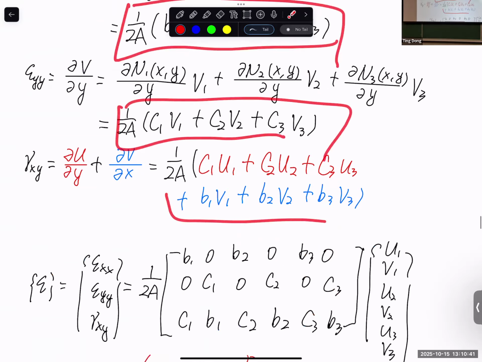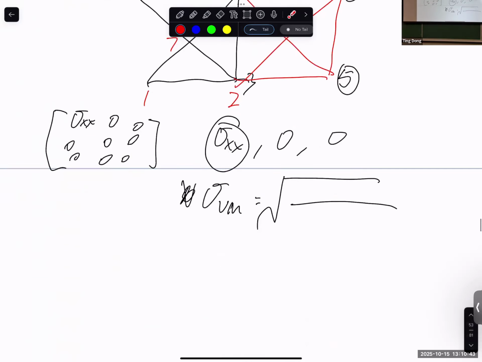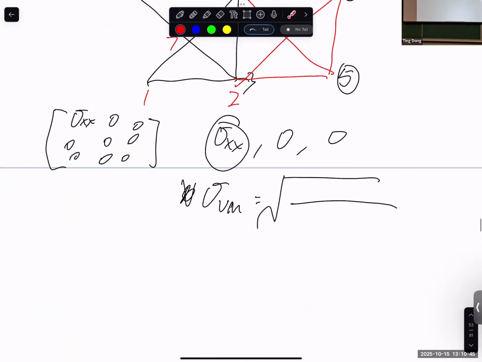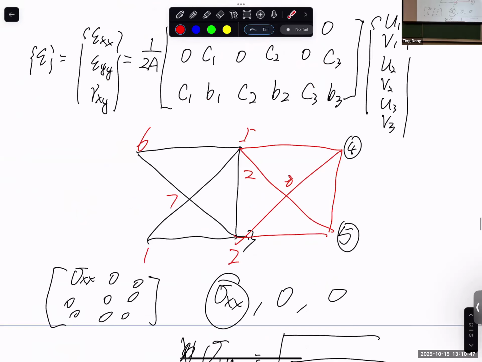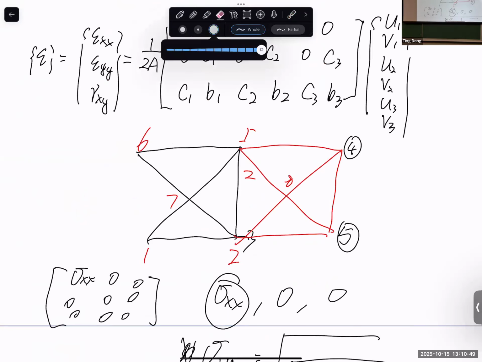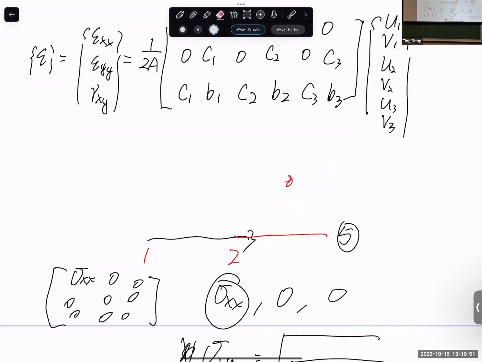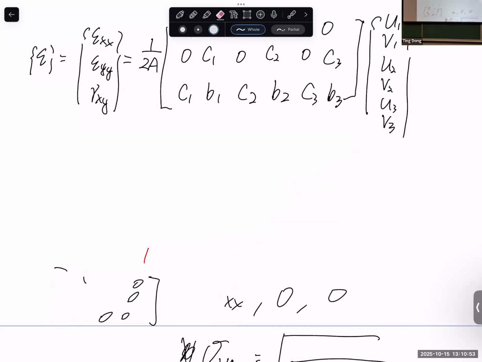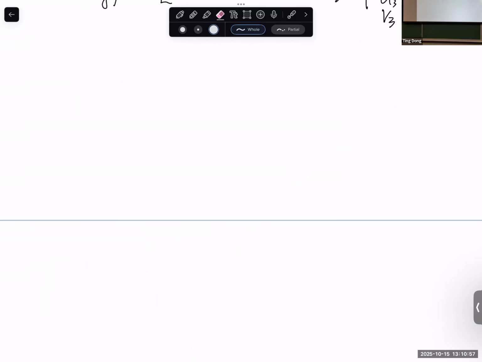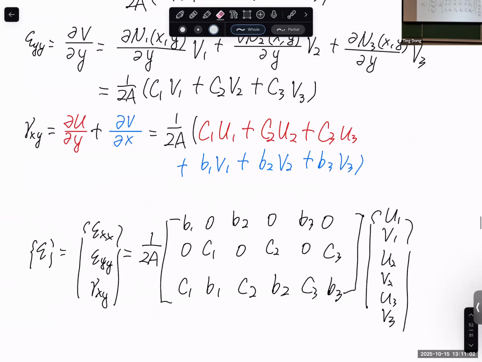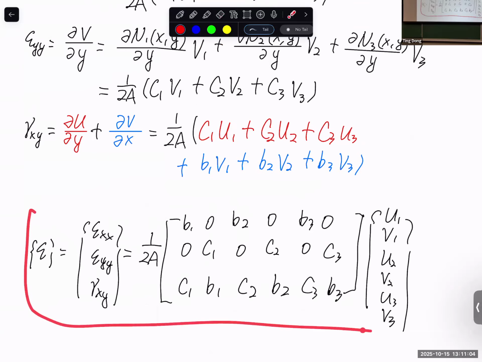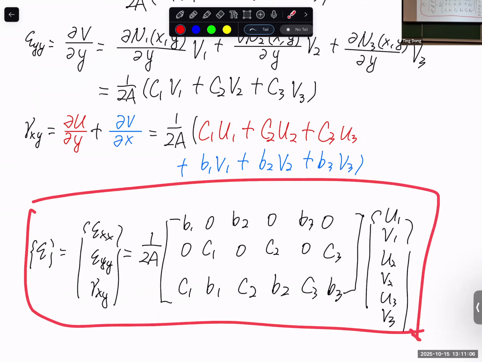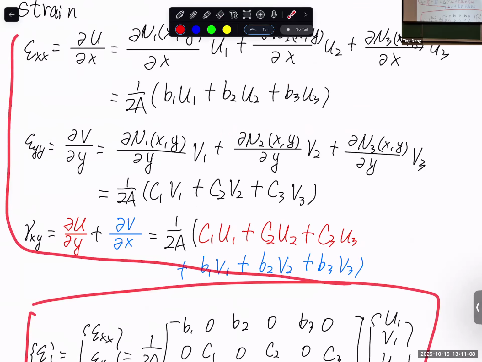Strain, and we put it into the matrix form. This is the conceptual part, and of course we put everything into the matrix form. This is the exact same thing as combining these three equations.